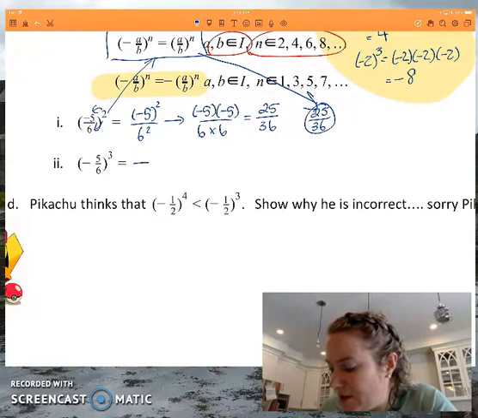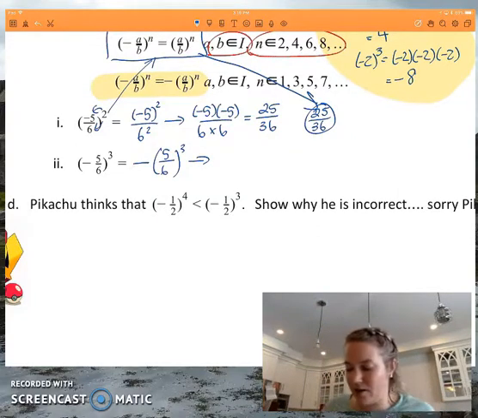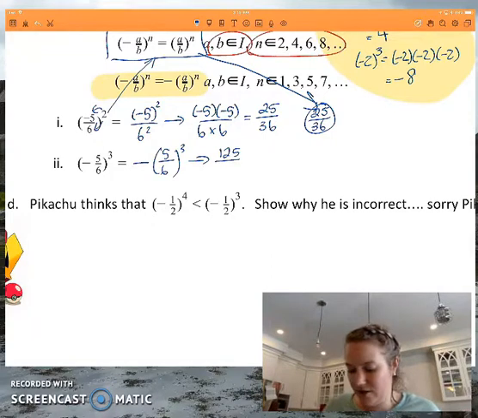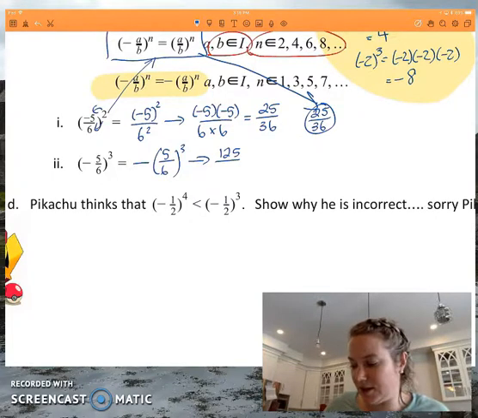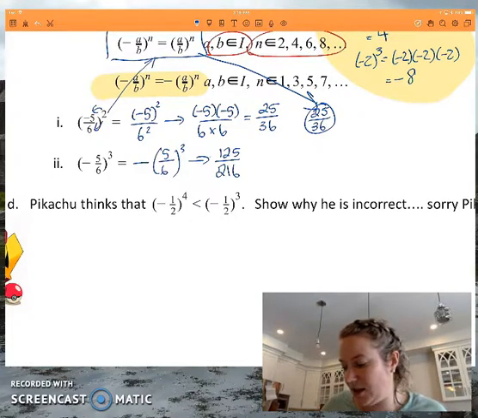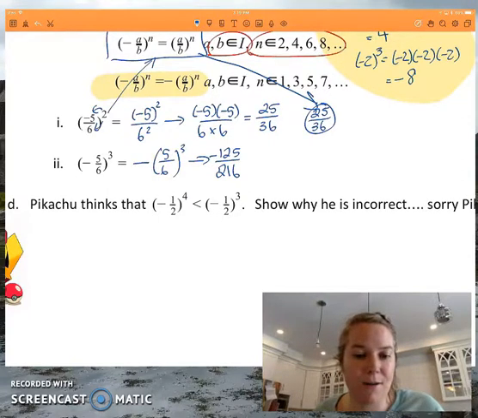Okay, so let's solve this one here. The answer is going to be negative 5/6 raised to the power of 3. So 5 to the power of 3 is 125. 6 to the power of 3 is 216, and the whole answer is negative because it's odd.